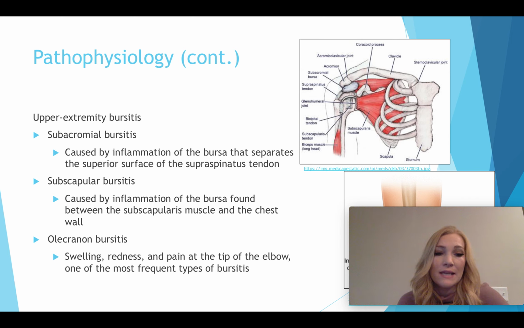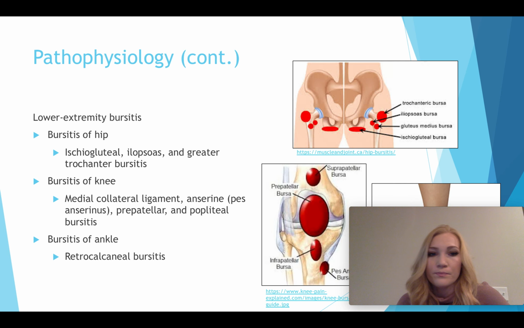The last one is olecranon bursitis. It is diagnosed by swelling, redness, and pain at the tip of the elbow. It's also one of the most common types of bursitis. Some common causes of this one can be overuse in swimming, skiing, gymnastics, weightlifting, etc.